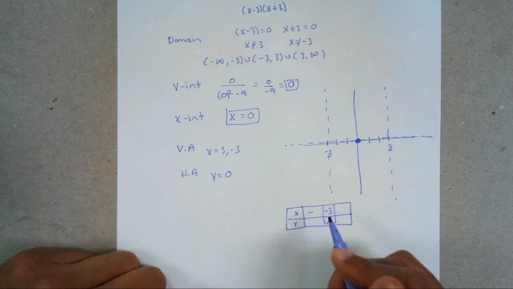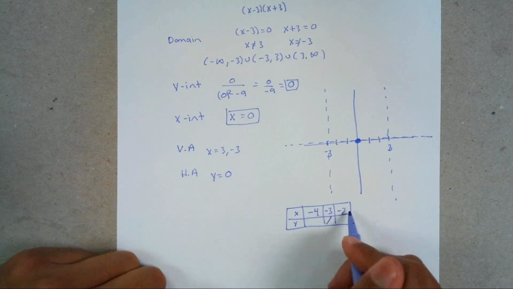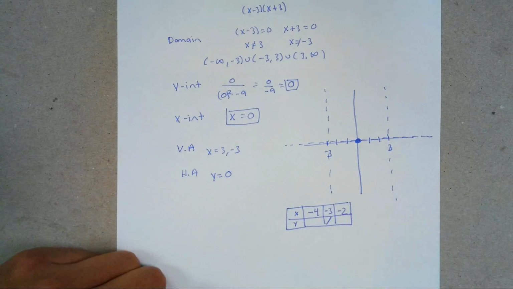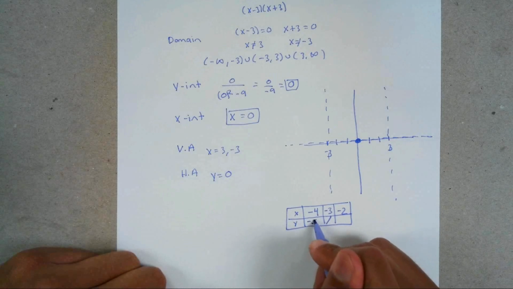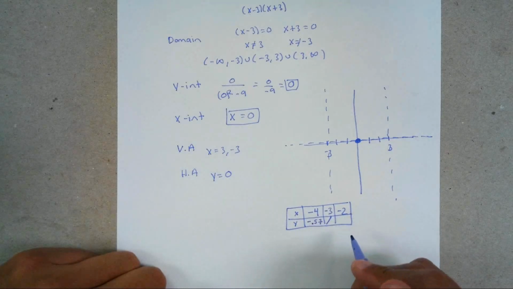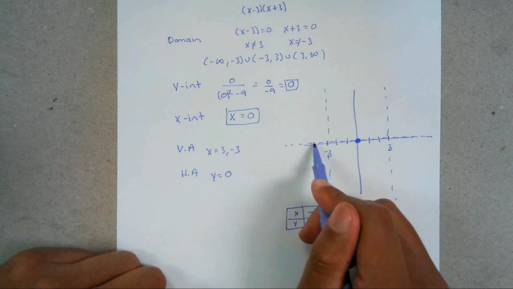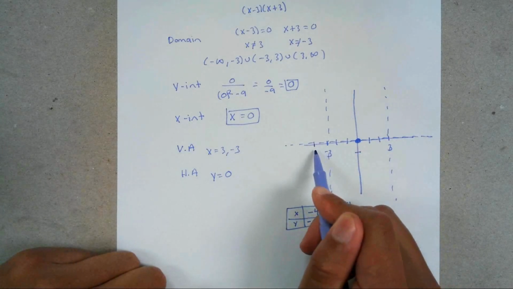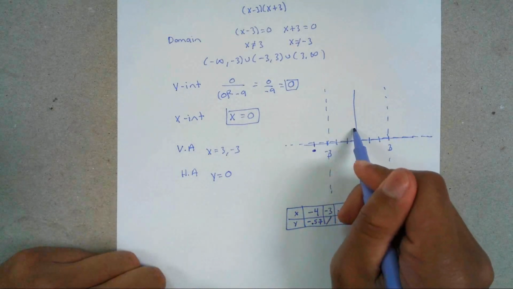Then I'll pick a point left of it, negative 4, pick a point right of it, negative 2. Now we're going to plug these points into our original equation. And when we plug in our points into our original equation, remember your original equation was x over x squared minus 9, you're going to get negative 0.57, and when you plug in negative 2, you're going to get 0.4. Now negative 4, that's here, negative 0.57, somewhere between 0 and negative 1, somewhere here at 2.4.